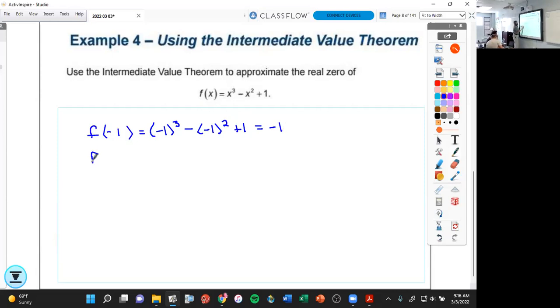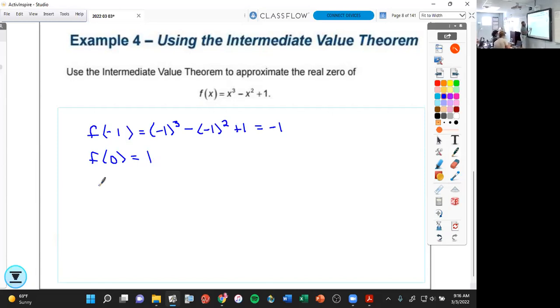What about if I plugged in f of 0? Well, f of 0, I just ignore the x cubed and the x squared terms, right? And I'm left with 1. So when x is -1, I get a negative number. But when x is 0, I get a positive number, which means there must be a 0 between -1 and 0.